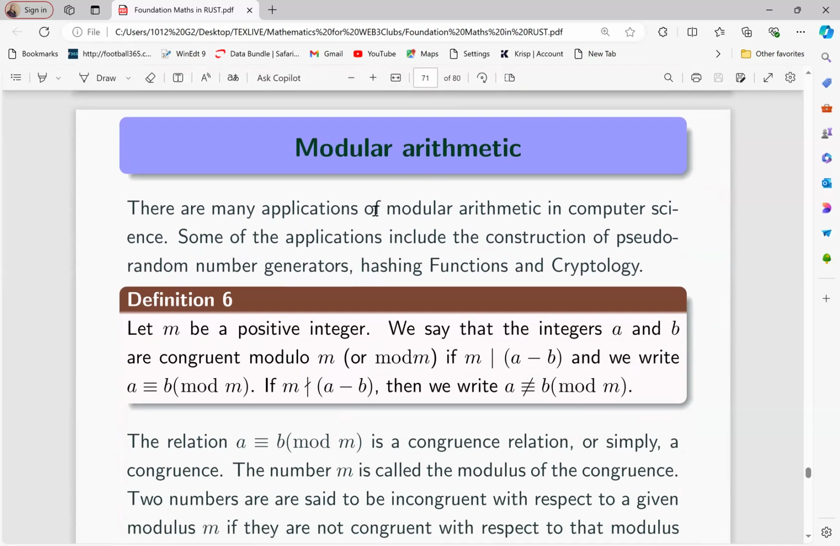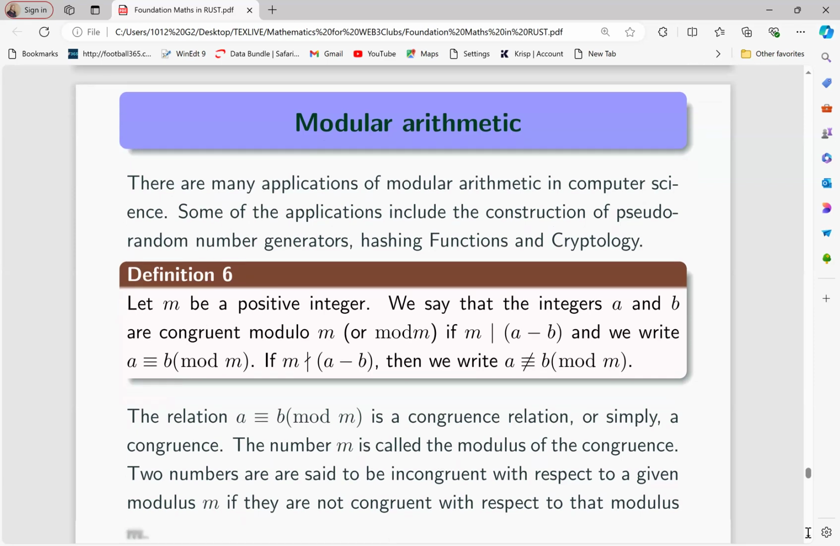Modular arithmetic has several applications in computer science. Some of the applications are construction of pseudo-random numbers, hashing functions, and cryptology. And so you discover that this is a very important topic. Therefore we need to know how to go about its implementation in Rust.